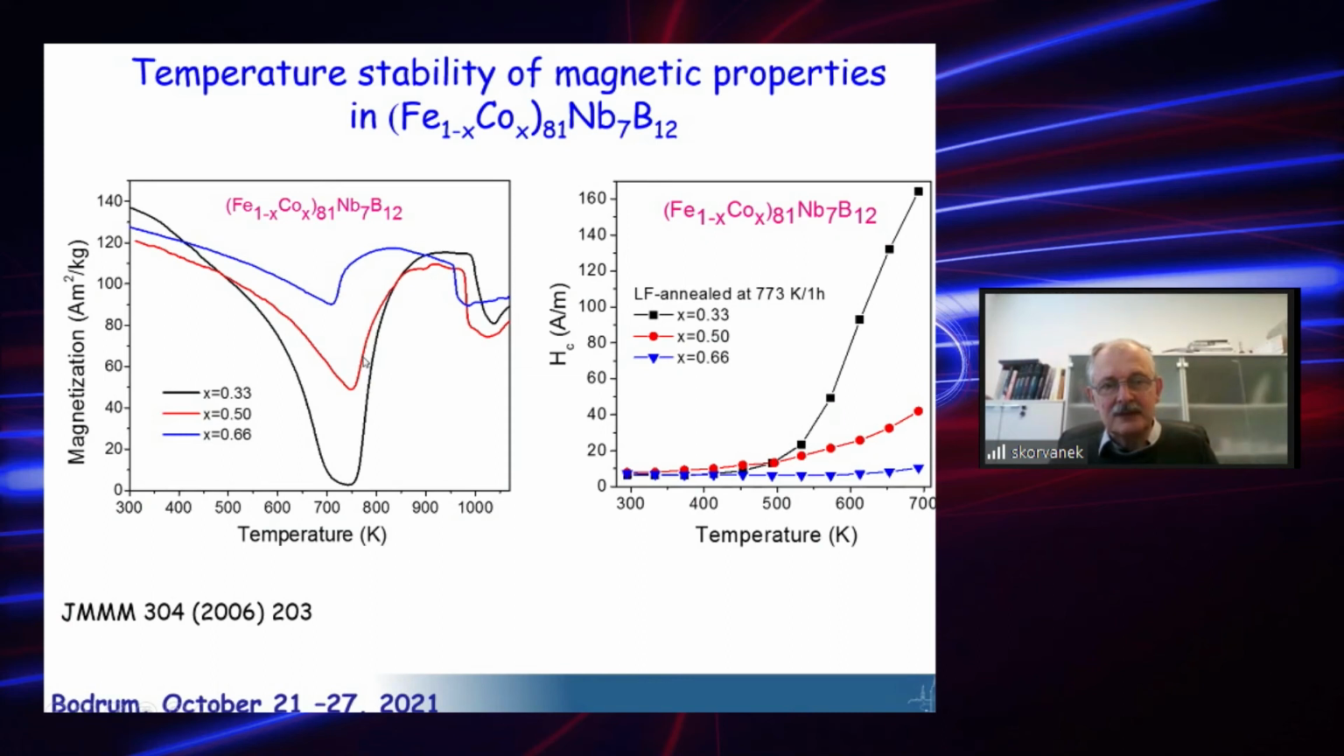Our goal was to look for material which will be good for GMI sensors, which will be stable at high temperature. In one of our previous works, we have the results that when we add cobalt to this kind of composition, we increase Curie temperature and magnetization, and coercivity is as well stable to high temperatures.